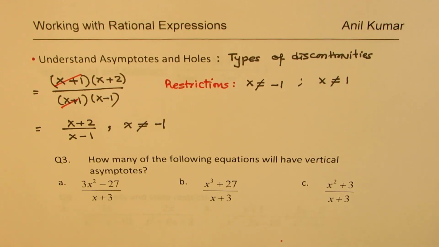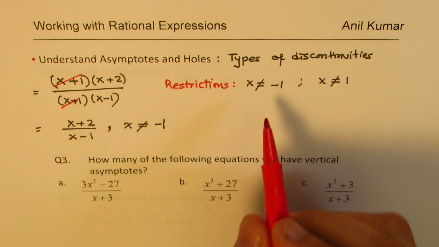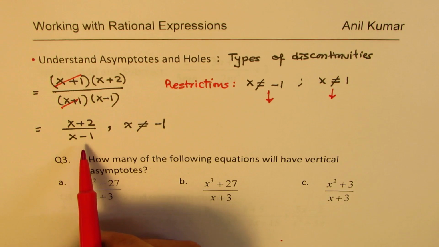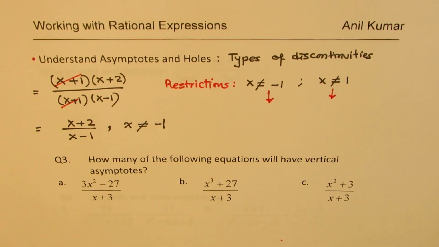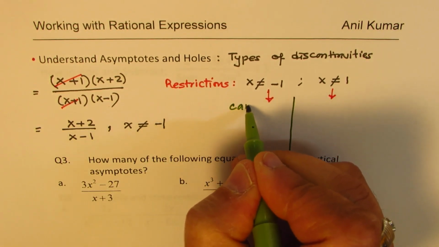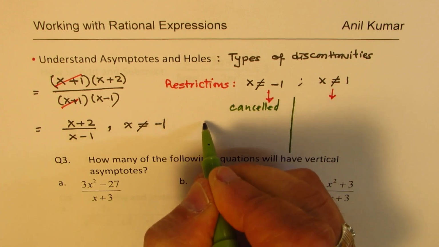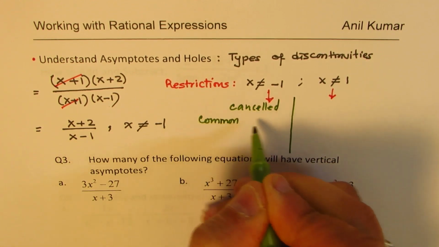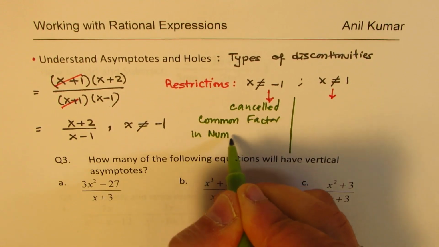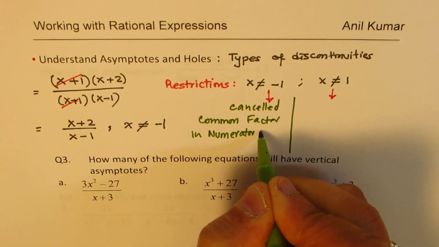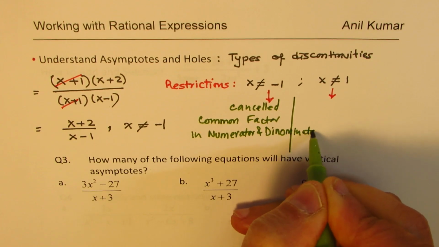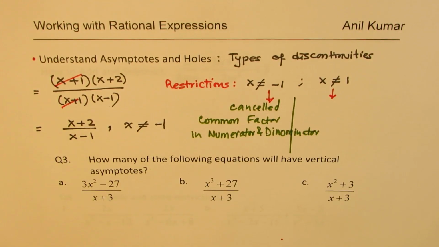Now you will actually get an idea here that these two numbers lead to different kinds of restrictions, right? Now this exists even now, that means this one, right? And the other one got cancelled out. So this one cancelled, right? Why? There was a common factor in numerator and denominator.